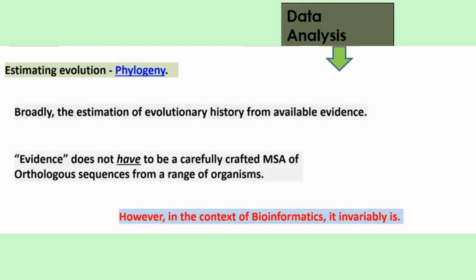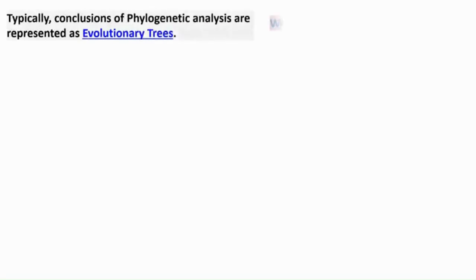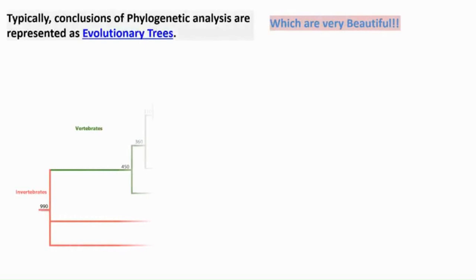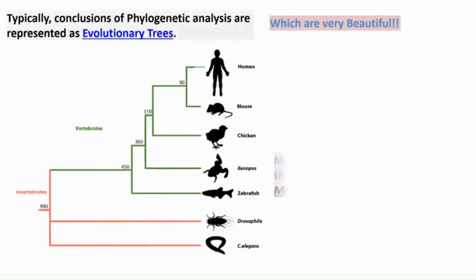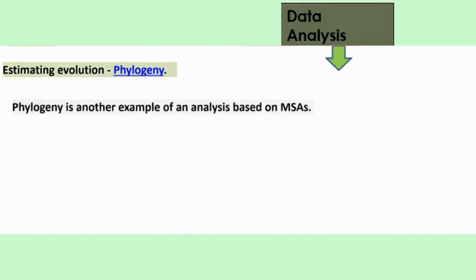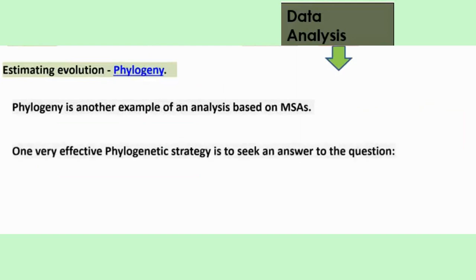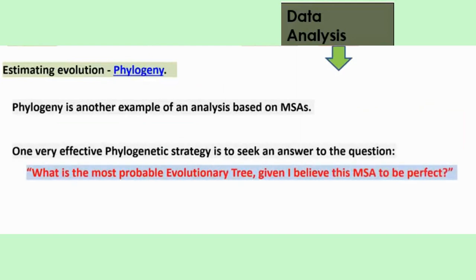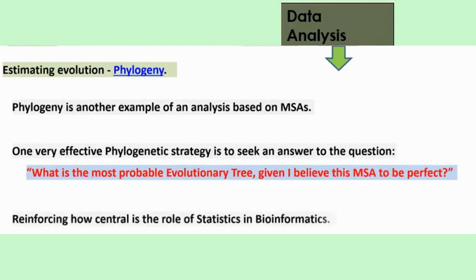Estimated phylogenies are commonly represented as evolutionary trees. All very convincing, apart from the consistent insistence of placing humans so dubiously close to mouse. Phylogeny is yet another example of a use of MSAs. A very important phylogenetic strategy is to compute the most likely tree given the MSA evidence, thus emphasizing the central role of statistics in bioinformatics.